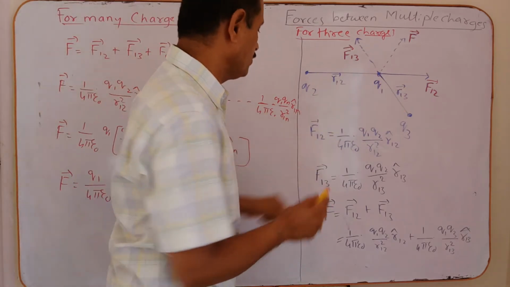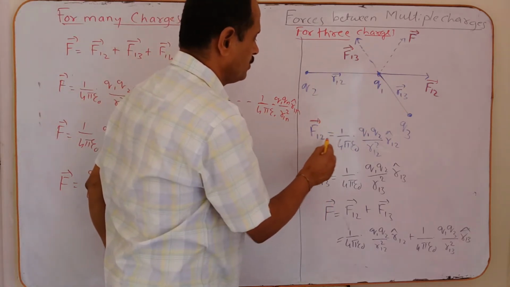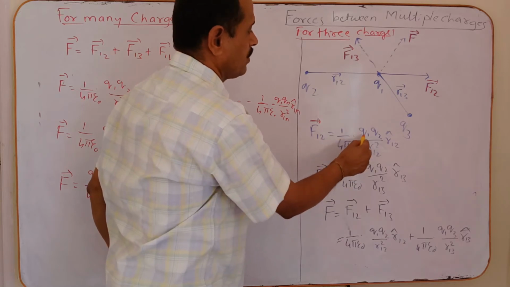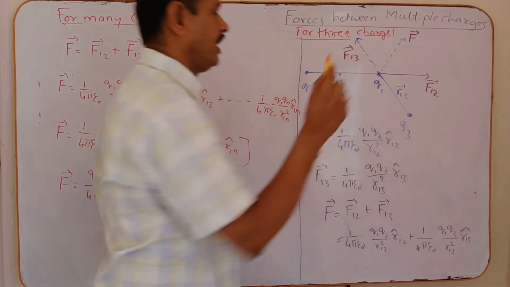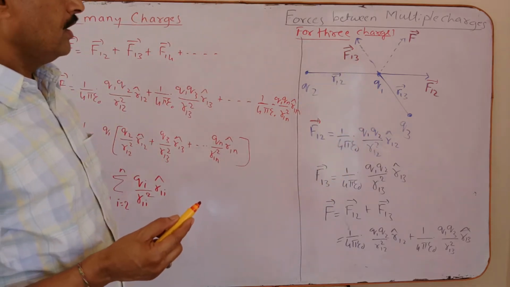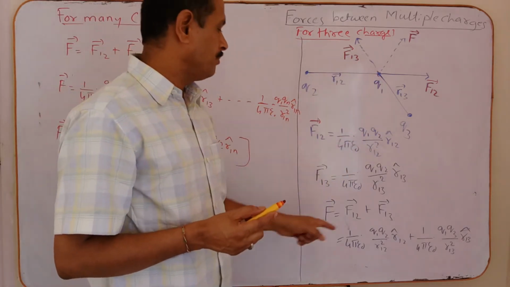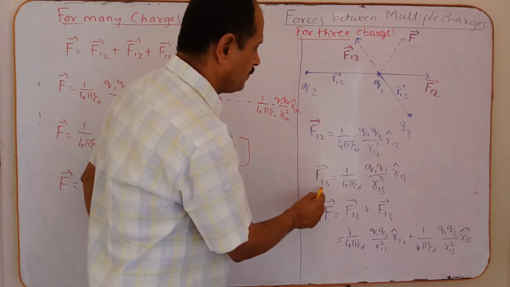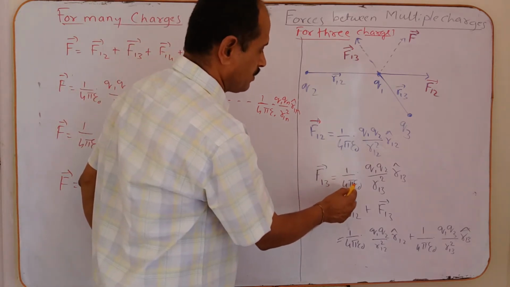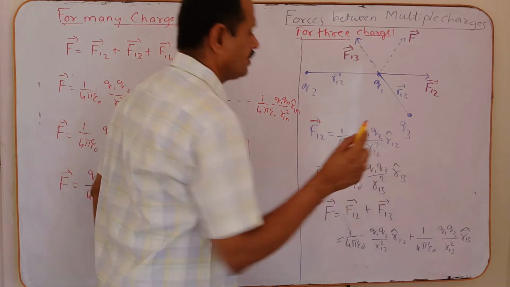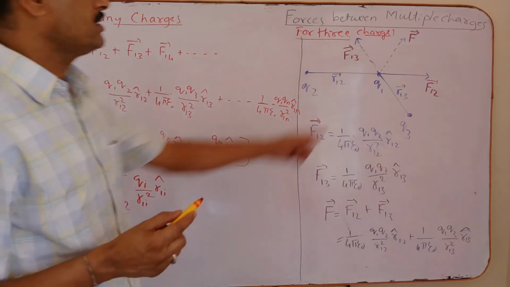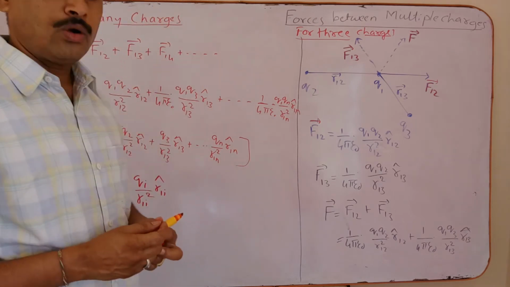Now the force acting on Q1 by Q2, vector F12, is equal to 1 upon 4 pi epsilon naught, Q1 into Q2 by R12 whole square into R12 cap. The force acting on Q1 by Q3, vector F13, is equal to 1 upon 4 pi epsilon naught, Q1 into Q3 by R13 square into R13 cap. It is in this direction.